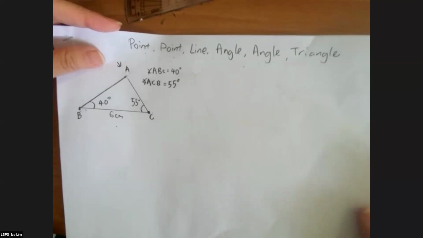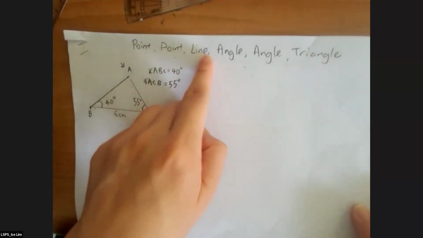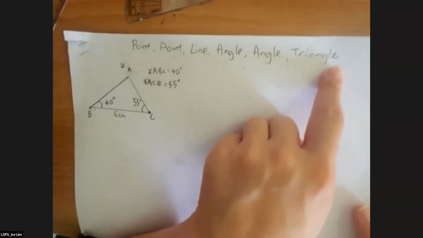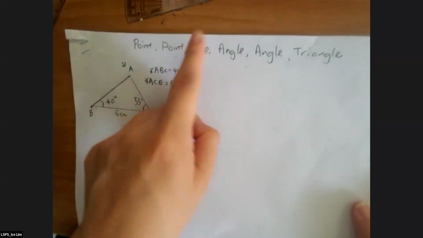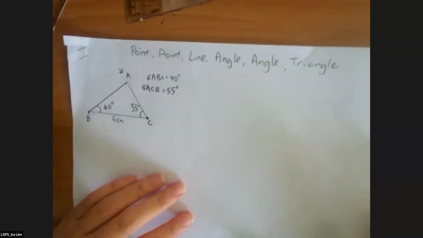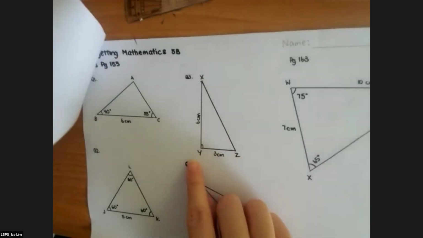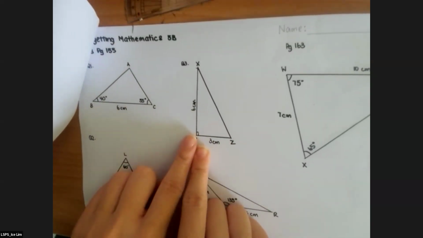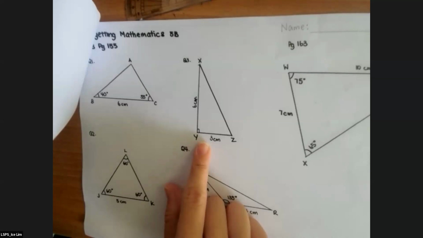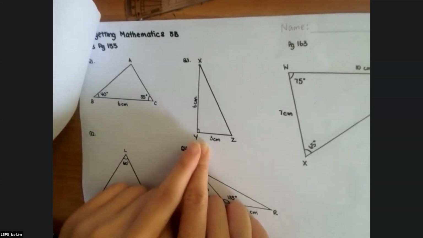Now, okay, I'm going to do X, Y. So this is a trick again. Point, line, angle, triangle. Okay, this is the trick. Point, line, angle, triangle. So for X, Y, Z, look, studying this triangle first. What is the type of the triangle that's not here?